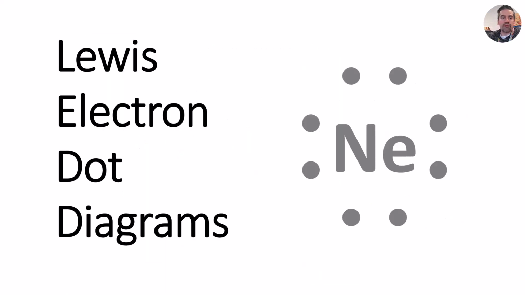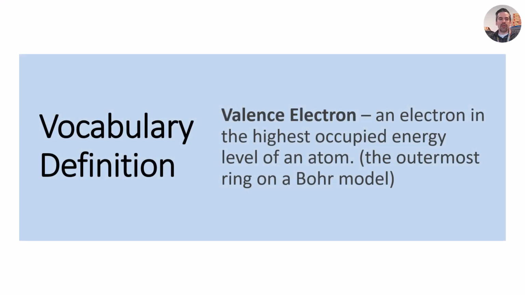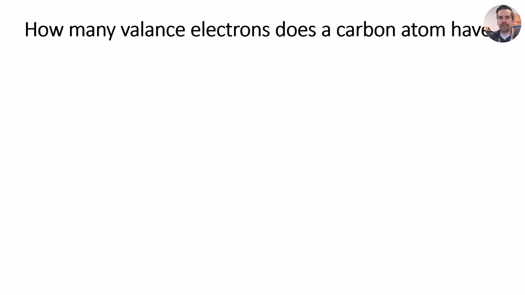All right, so drawing Lewis electron dot diagrams. This is an electron dot diagram of neon, but we're going to look at some other ones first. So the vocabulary definition of a valence electron: a valence electron is an electron that's in the highest occupied energy level. So that's the outermost ring, or the last number in the electron configuration.